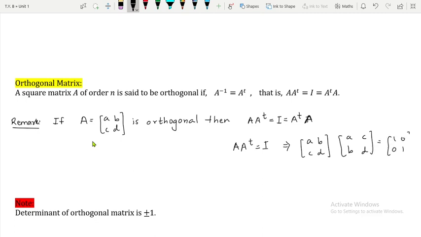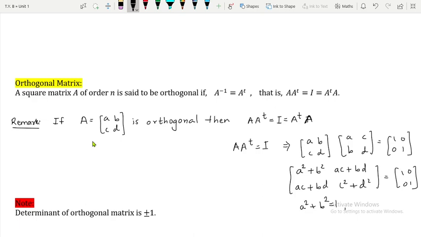And if you do certain calculations, what are you going to get? A square plus B square, then you will get AC plus BD. Over here also AC plus BD, then here you'll get C square plus D square, which is equal to 1 0 0 1. And if you compare it, after comparison you will have A square plus B square as 1, AC plus BD as equal to 0, and C square plus D square is equal to 1.